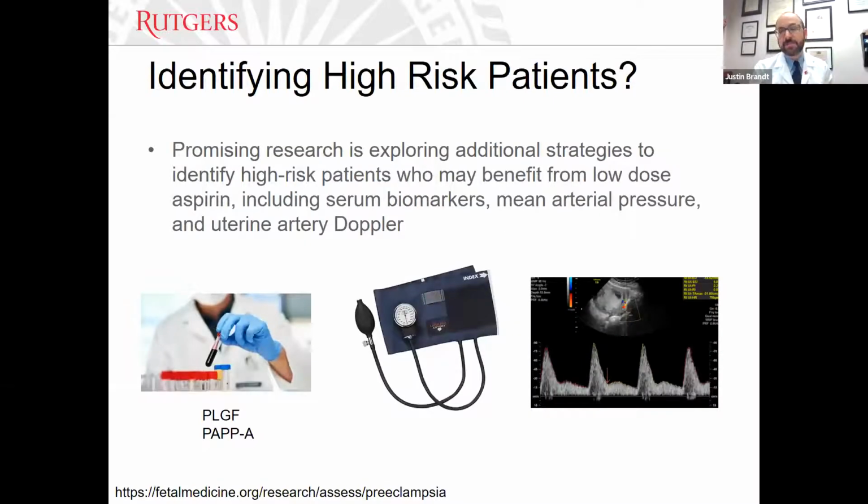We need, I think, innovative steps if we're going to impact chronic hypertension risks. There's promising research exploring serum biomarkers, mean arterial pressure monitoring, and ultrasound in the first trimester to identify patients who are at risk for preeclampsia and other complications. And there's a lot more to come, I think, in this area.